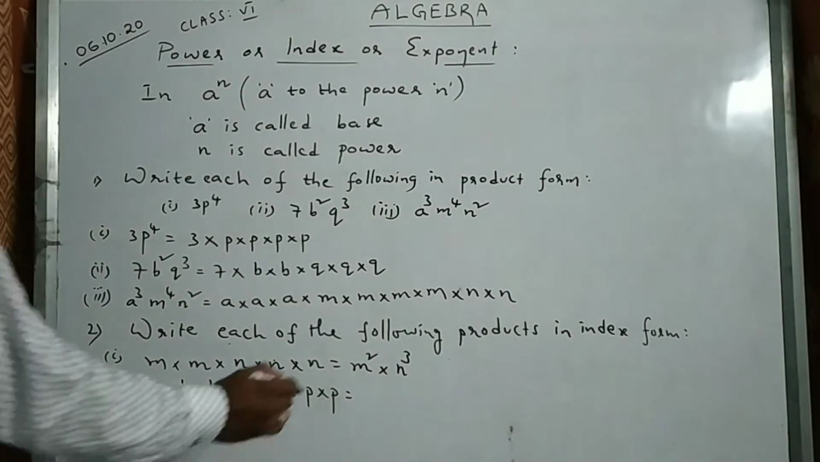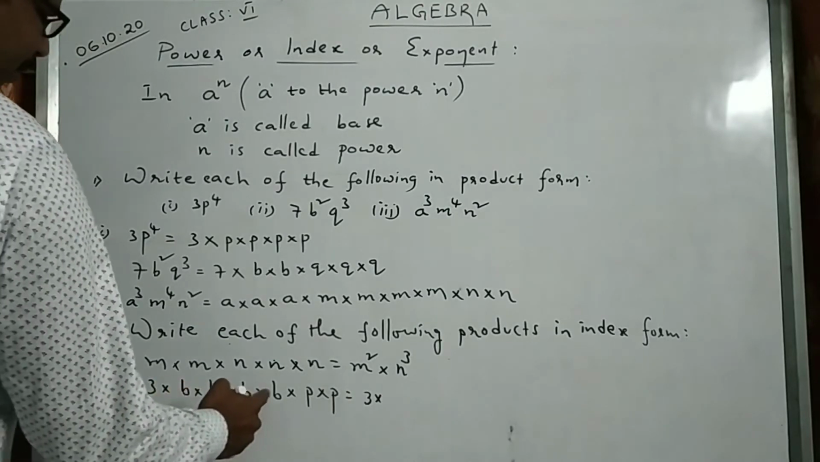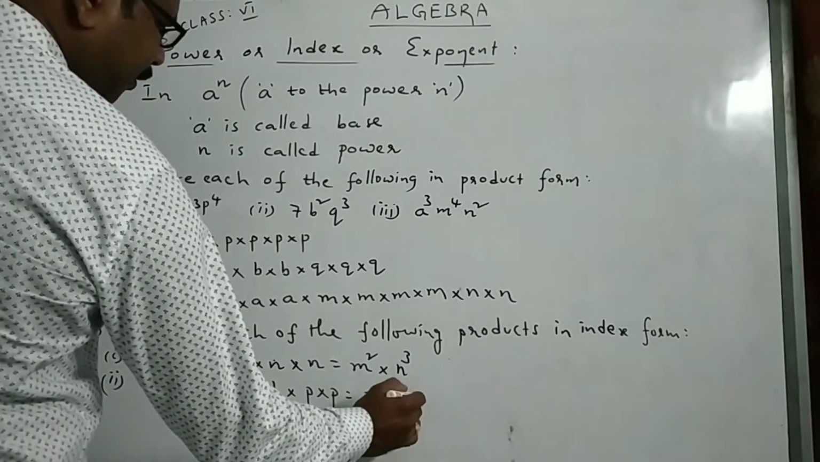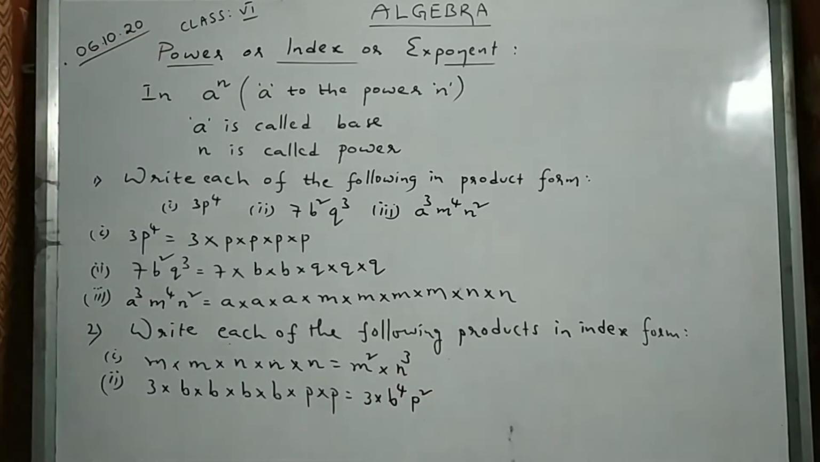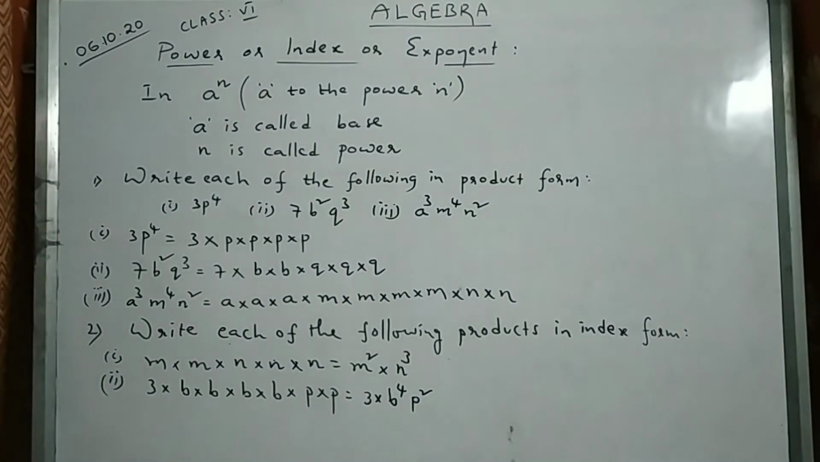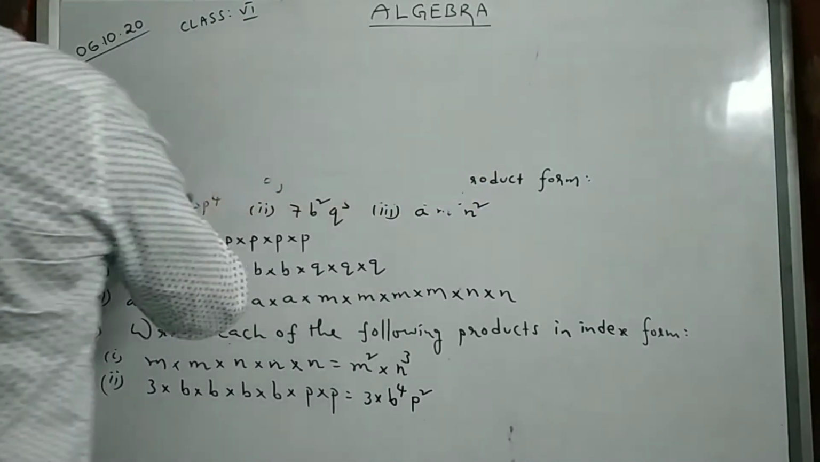So what should you write? N cube. So 3 as it is. B into b into b into b, how many times? 4 times. P into p, 2 times. So 3b power 4 p square. Understand? When index form is given, we can write it in expanded form. When expanded form is given, we can write in index form. Is that clear? Learn perfectly. Basic concepts are very, very important.